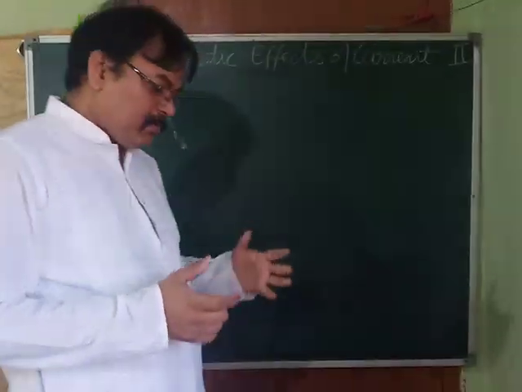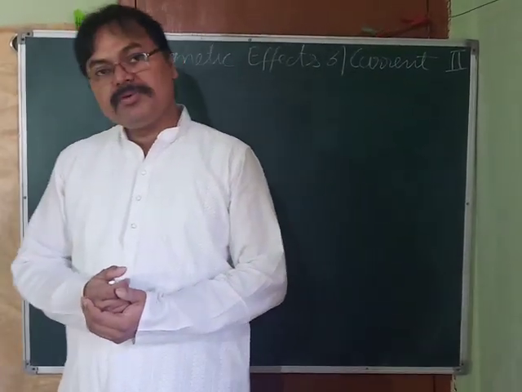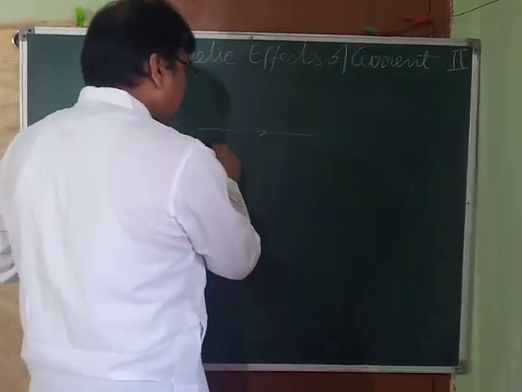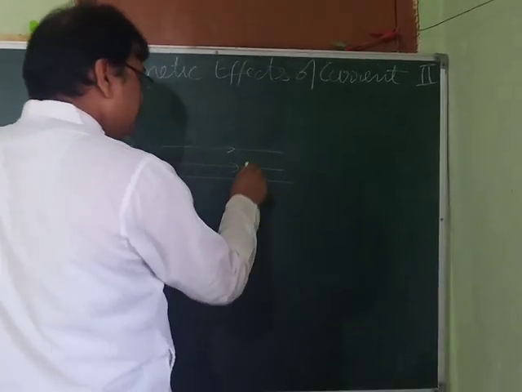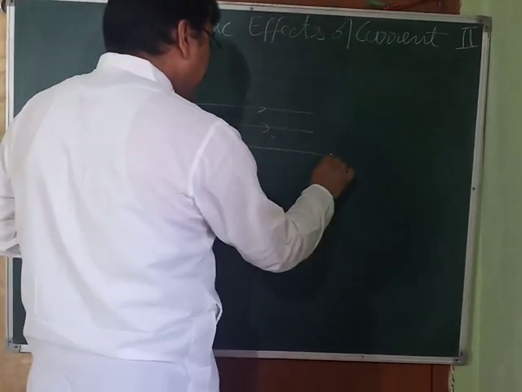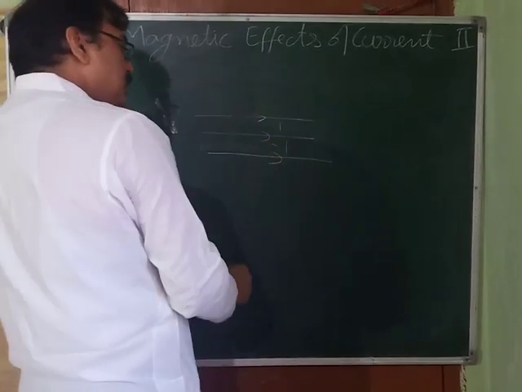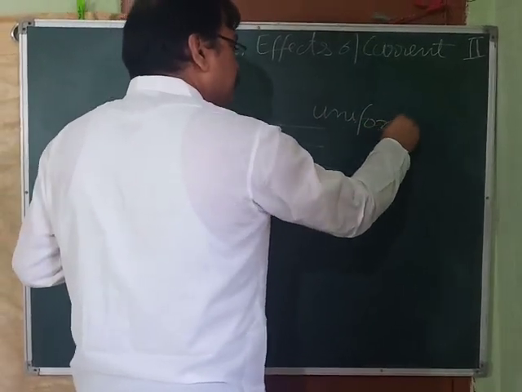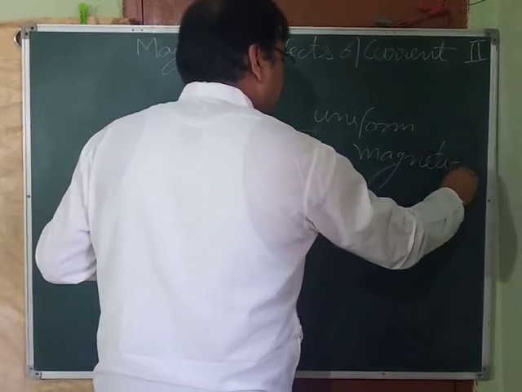We have already discussed the magnetic field lines, and we have discussed their properties also. Now see, wherever you find the magnetic field lines are parallel and equispaced, equispaced means whatever space is there between these two, the same should be the space between the second and third. If the space is same and the lines are parallel to each other, then we say this region has got uniform magnetic field.